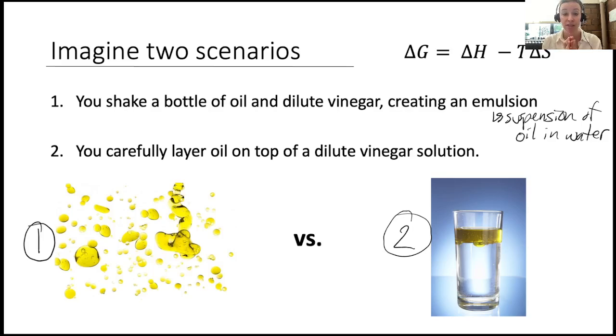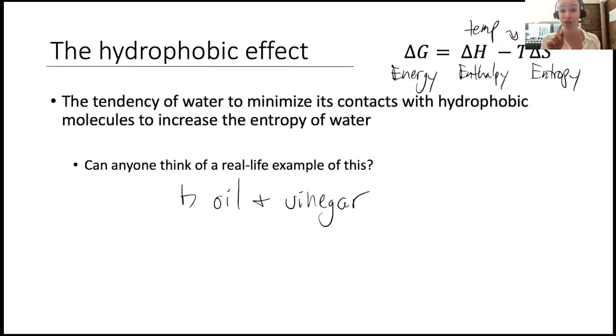One of these two things is more favorable, and actually you know which one is more favorable, because if you make an emulsion like on the left, what happens if you let it sit for 10 minutes? You'll have the scenario here on the right, where the oil separates itself out from the water. Why does this happen? Really quick, I'm going to tell you the answer because you already heard the answer. They separate from each other to increase the entropy of water.